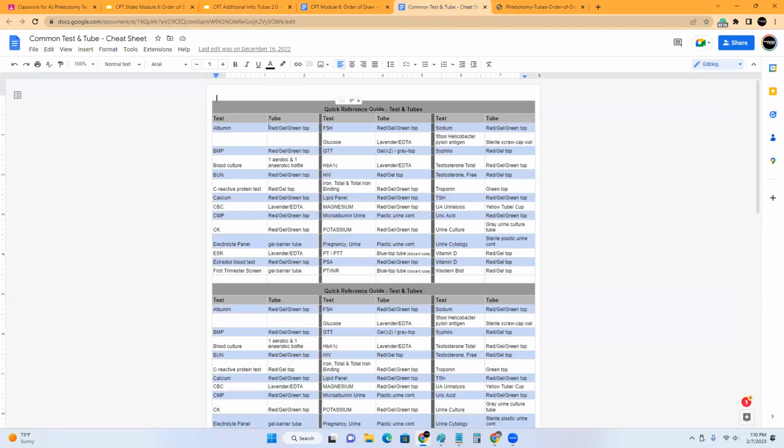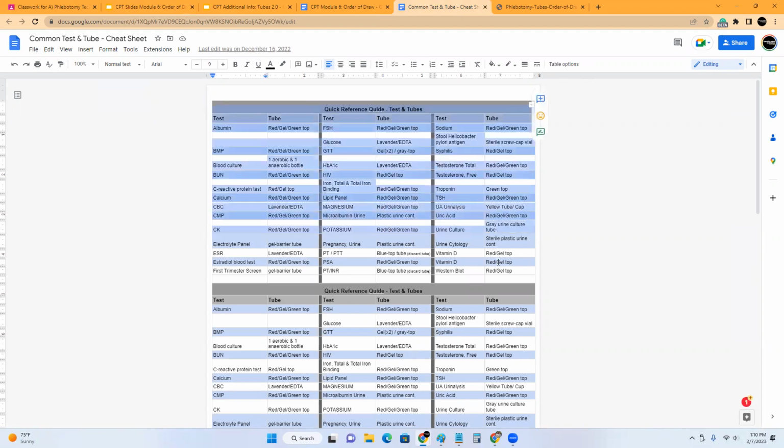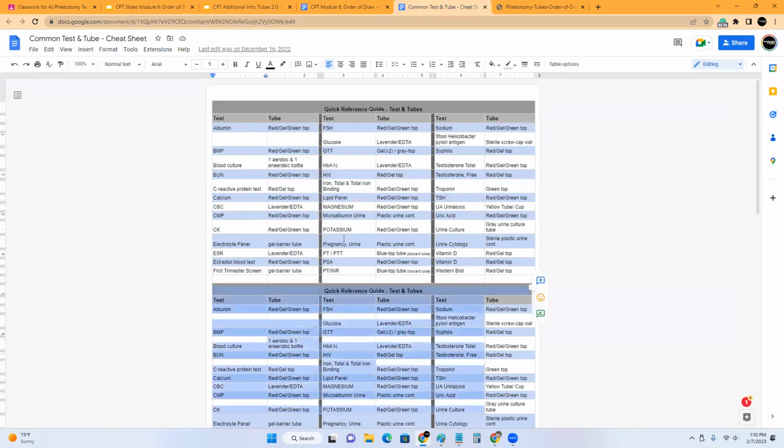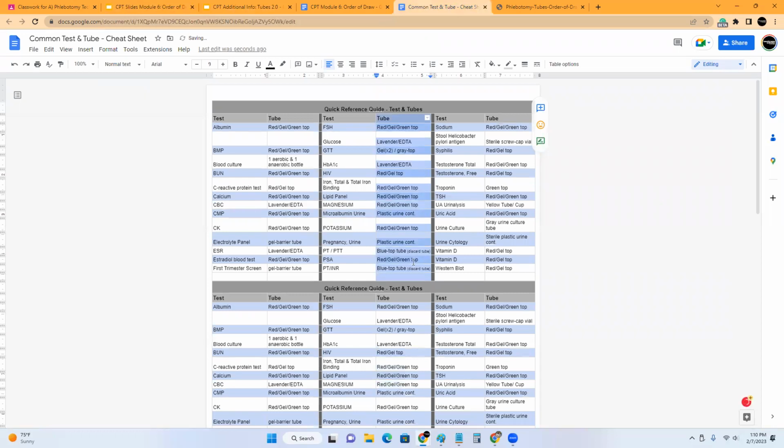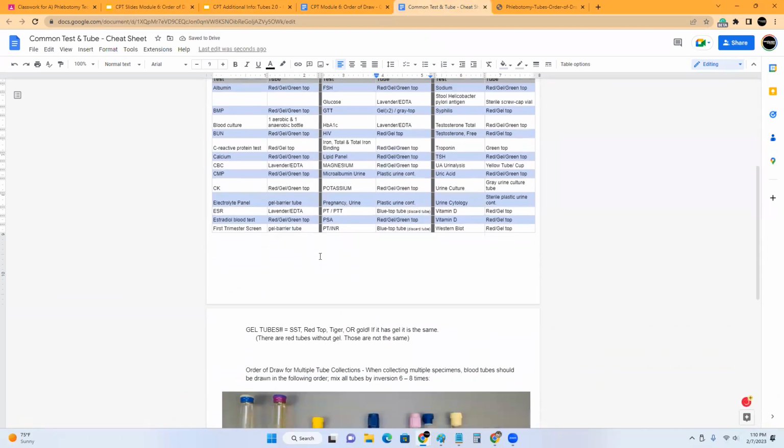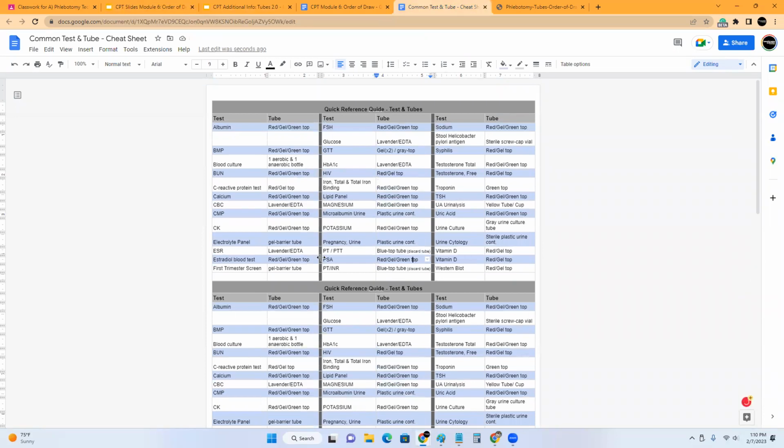But I am going to jump over to the common test tube cheat sheet that's linked into your mod for Module 6. The top here is the same as the bottom. So you got two on the same page. And what it is, it's listing frequently done tests with the tube that goes with it. If you print this out, you can actually keep it with you when you go to work, or make a screenshot, put it in your phone, whatever you want to do.